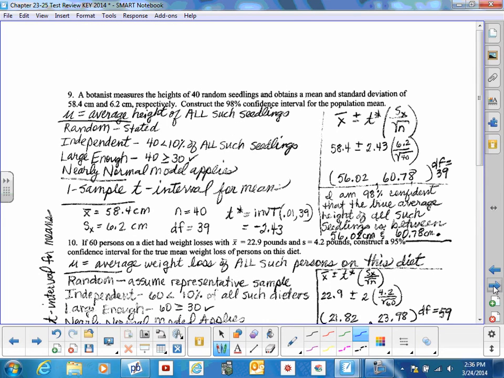The thing I wanted to point out on 9 and 10 is to please not forget that when you make an interval, you need parameter and assumptions. You cannot leave off the P and the A of the PANIC model and just do this part right here.